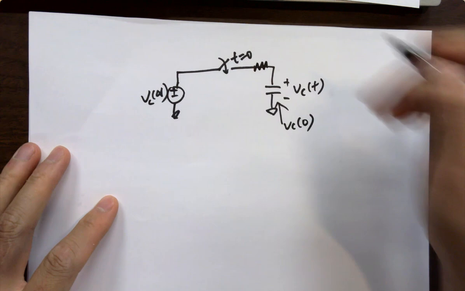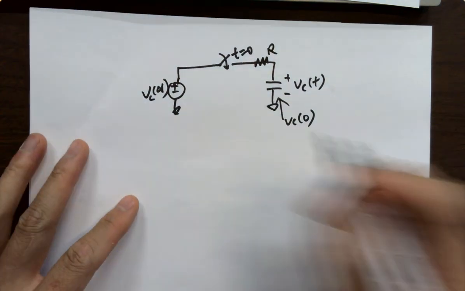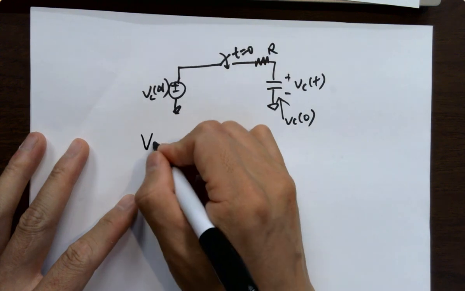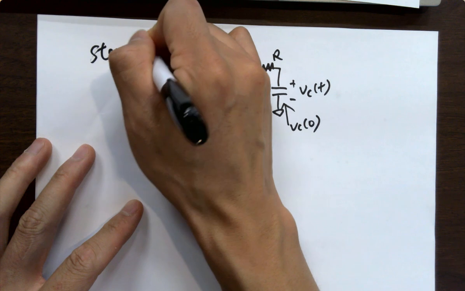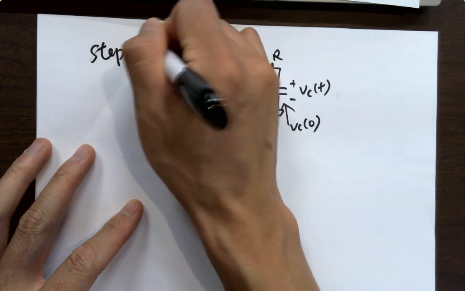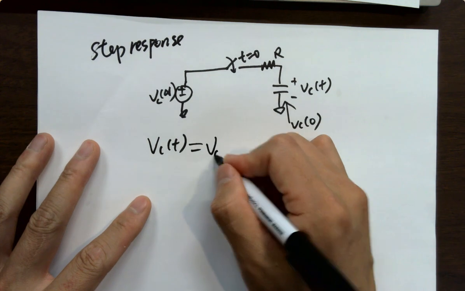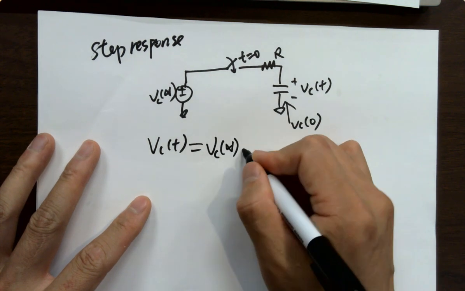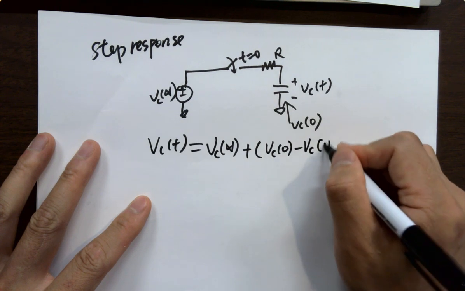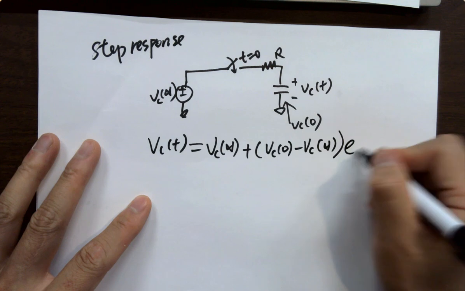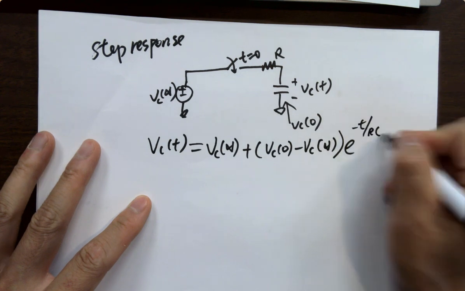Got a resistor here. So, what's the equation determining VC(t)? What's the equation for VC(t)? VC infinity plus VC0 minus VC infinity, times e to the power of minus t over the time constant, right?